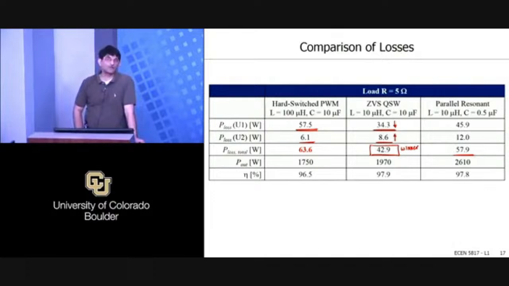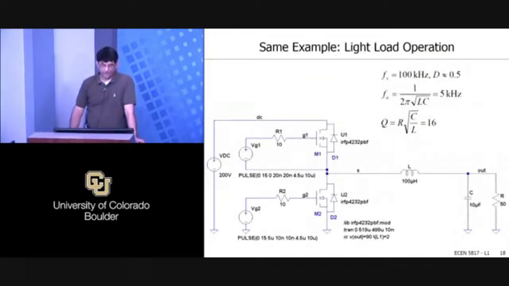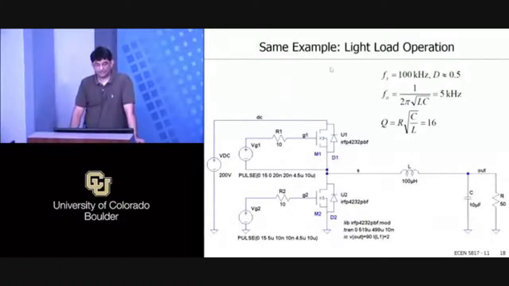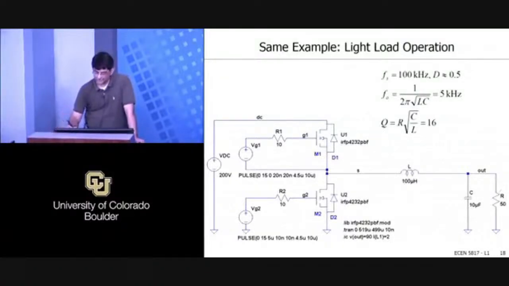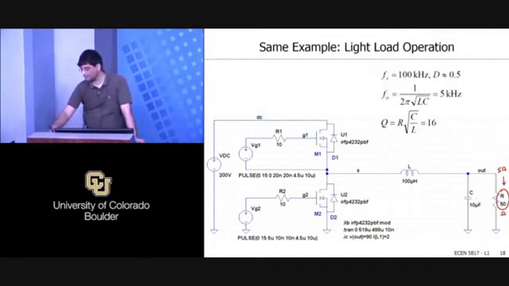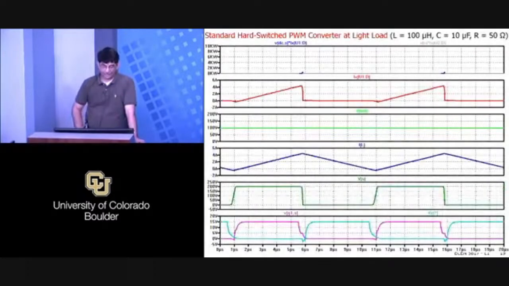I have a couple of minutes and that's all I need. We can also look at these converters under light load operation, right? So all I do here is I just change the output load. So instead of 5 ohms, I'm going to a 50 ohm load resistor, and I'm just going to simulate those 3 circuits again, just under light load operation, right? And under light load operation, here's what you'd see with the hard switching PWM converter.